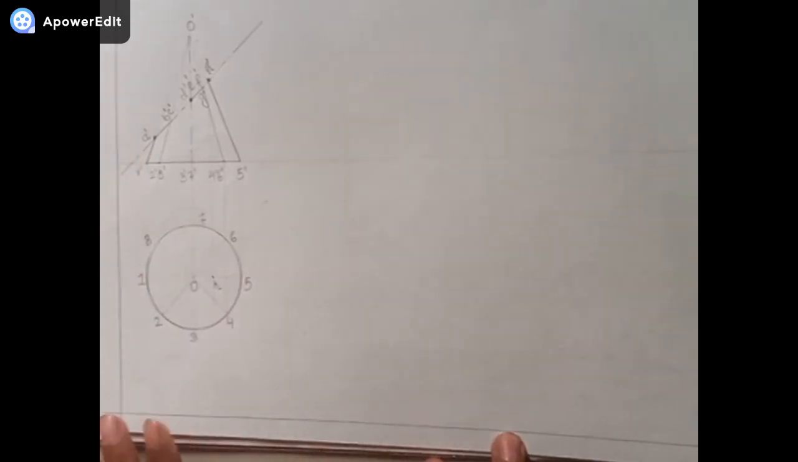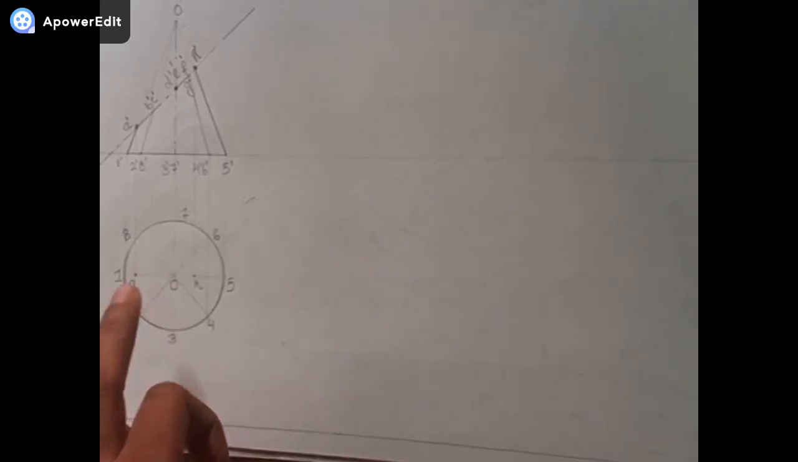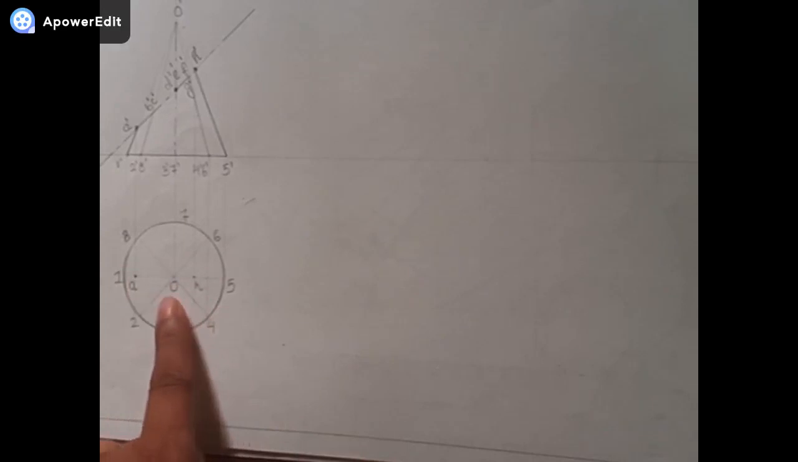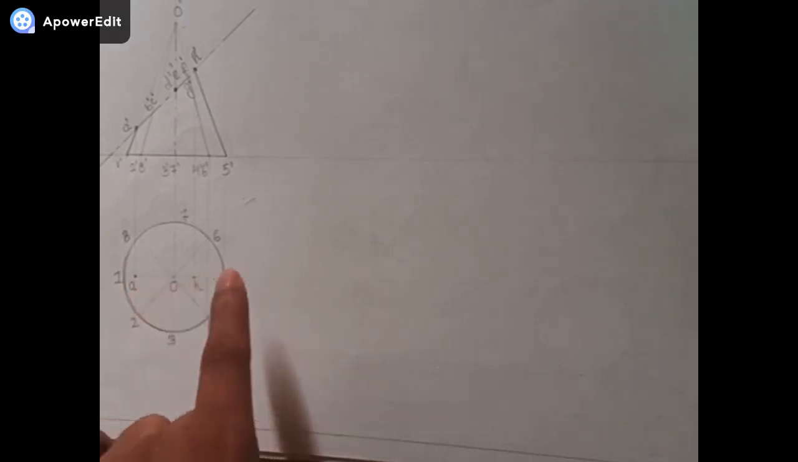Similarly, I have to do it for the point number A. I want each one of you to listen to this step very clearly. I have marked the 2 points A and H on the slant edge O1 and slant edge O5 respectively. Now my main aim is to mark the points B dash, C dash, D dash, E dash, F dash, G dash on the top view.